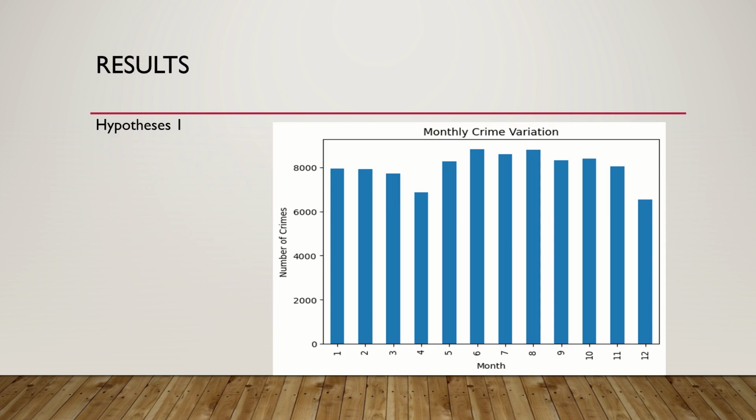Talking about the results, before that, I have formulated a couple of hypotheses in order to get better insights about the crime data which we are observing in the dataset. The first hypothesis is a seasonal variation in crime rates, with certain months showing higher crime activity than others. This bar chart is used to address that hypothesis, which shows the monthly crime variation.